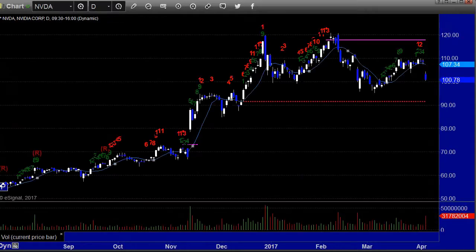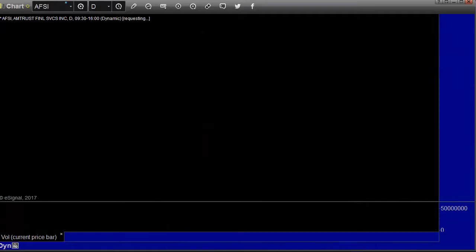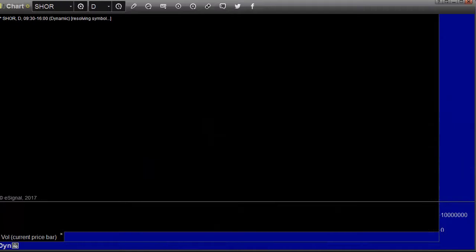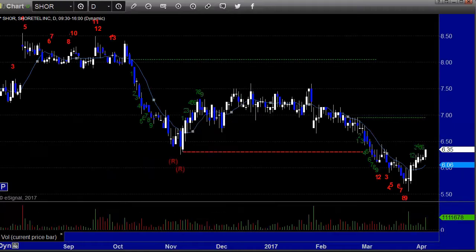NVIDIA, 13 sell signal back at the end of January, gave you basically the high there. Which AFSI, 13 sell signal back in October. That is still the high on the stock to this day, but definitely worked at the time. Not that you'd still be in it today from that signal.